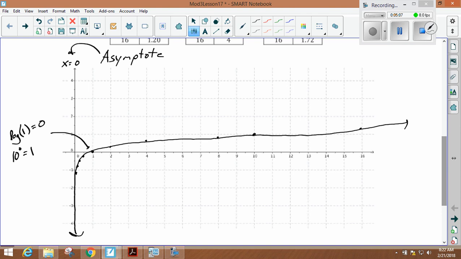So as we plug in values for log base 10 of x, we can plug in values as close to 0 as we want, and it'll go down to infinity. So why is that? Why is it that there's an asymptote here at x equals 0? Why does the graph of this function not have any values for 0 or lower?